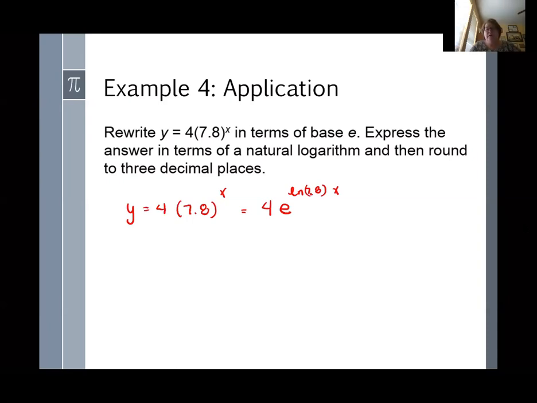So 4 times e to the natural log of 7.8 times x is equivalent to y equals 4 times 7.8 to the x. And I might, especially not to confuse my MyMathLab, put that natural log in parentheses, so my MyMathLab knows what I'm talking about. We want to make sure that we know that we're multiplying the entire log of 7.8 times x.